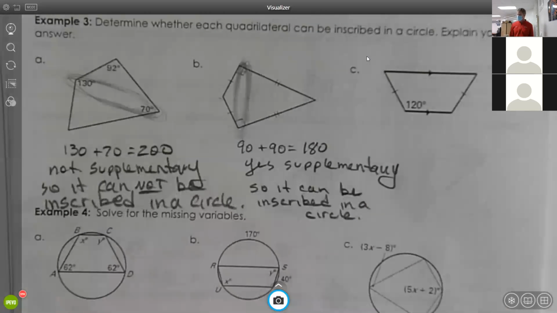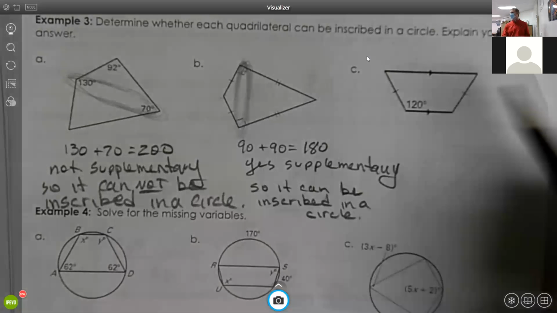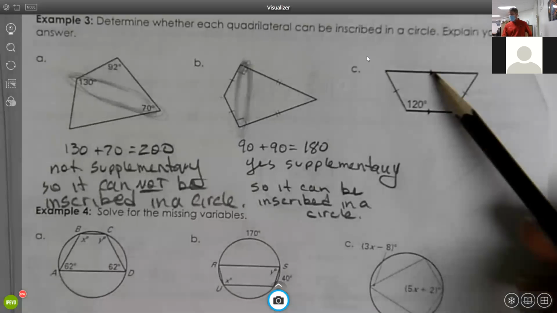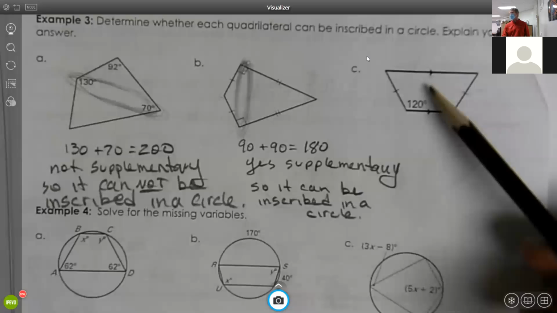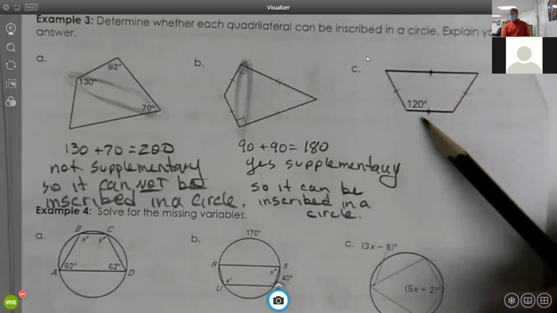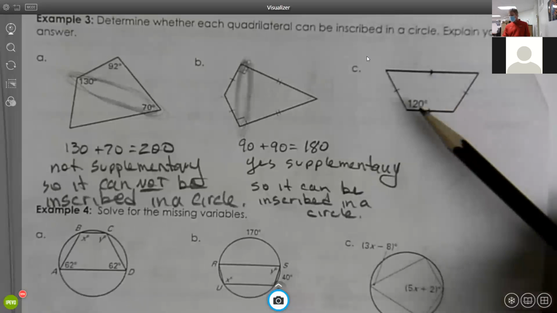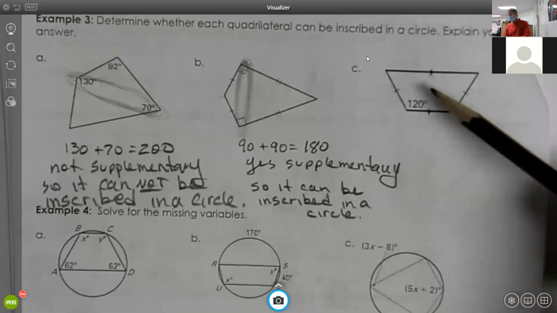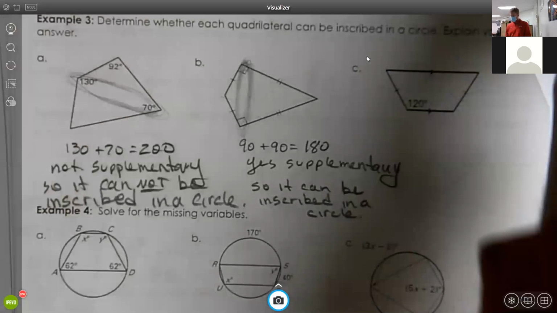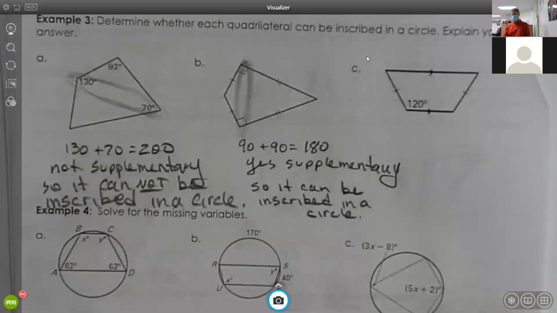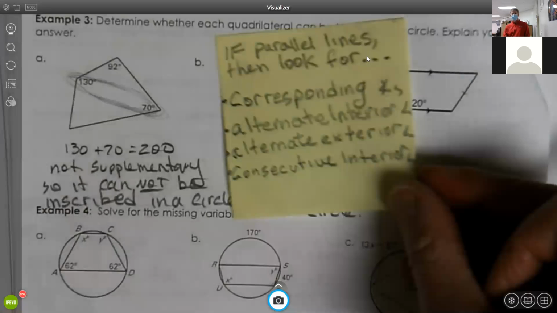Now we look here. Anyone know what type of shape this is? It is a trapezoid. We have one set of parallel sides. We know that because the sides have arrows on them, which implies that they are parallel to each other. Okay, and in that case, when they're parallel, we're supposed to think about the type of angles that are formed. And that's when we come up with this list right here.